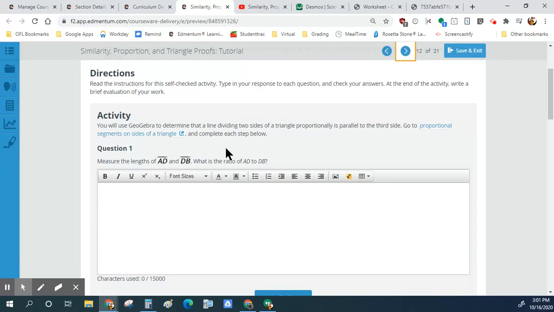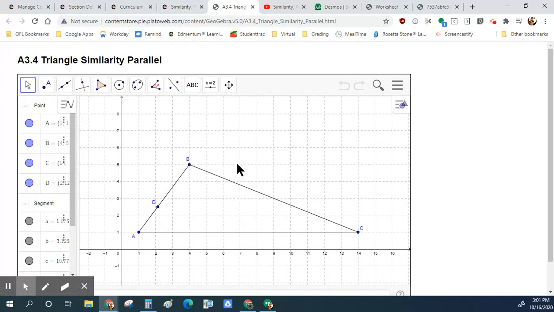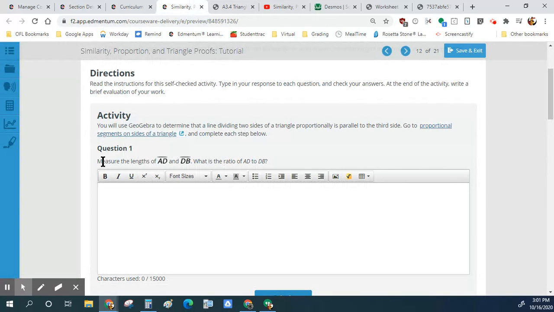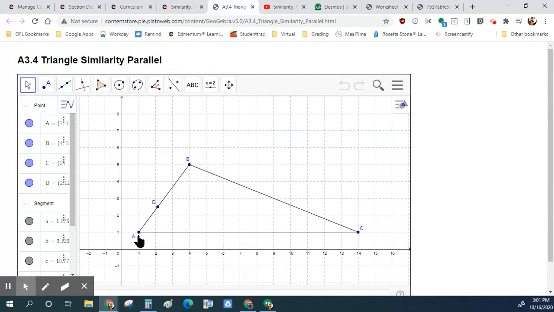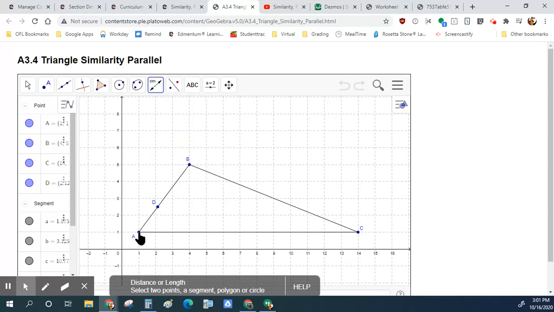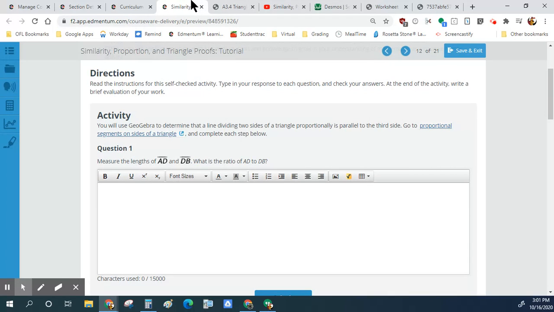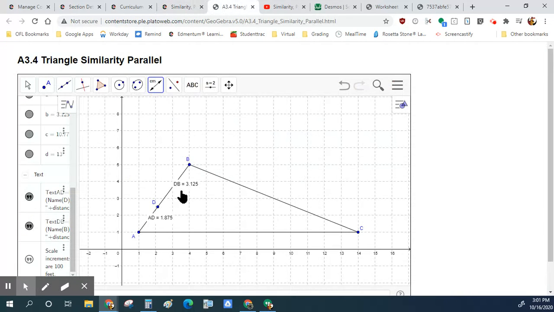All right, so let's check this out. So let's do some GeoGebra. Here in GeoGebra, what we're going to do is measure AD and BD. So let's go to our measuring tools. Go here, distance, AD, and then we're going to do DB. Measure those. All right, and now what is the ratio? So we're going to find out what this ratio is. So we're going to divide this out.